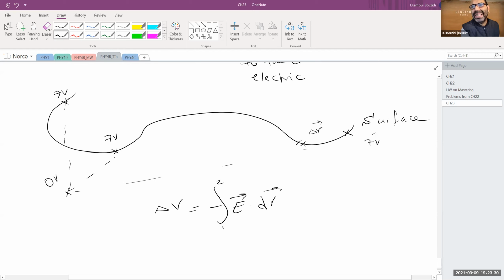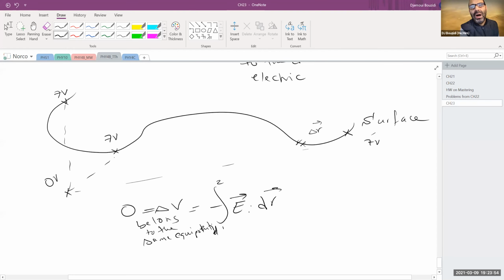But this is an equipotential. By definition, there is no difference in potential. So the difference between these 2 points is 0, because both points belong to the same equipotential. By definition, on an equipotential the voltage is the same everywhere. So if you're trying to find the difference in potential between one point and the next point, it's going to be 0.